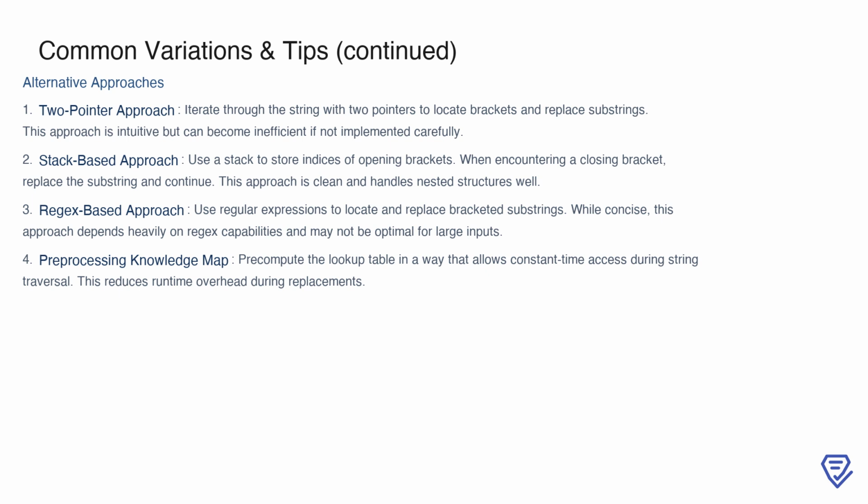For those comfortable with regular expressions, a regex-based approach can be used to locate and replace bracketed substrings. This method is concise but heavily dependent on regex capabilities, and it may not be the best choice for large inputs. Lastly, pre-processing the knowledge map to create a lookup table optimized for constant time access during traversal can significantly reduce runtime overhead. Each of these approaches has its strengths, so choose the one that best fits the constraints and requirements of the problem at hand.